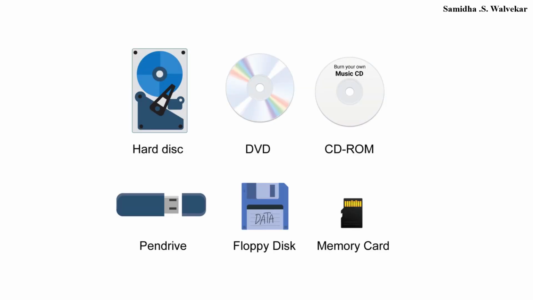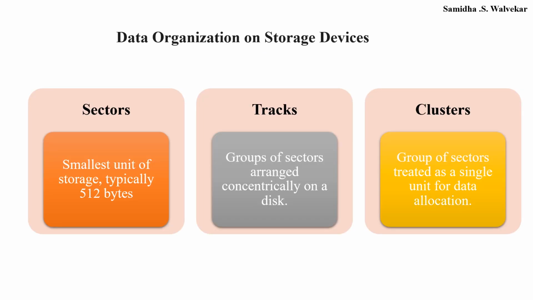These are different types of secondary storage devices like HDD, hard disk drive, DVD, compact disc, CD, pen drive, floppy disk, and memory card. In storage devices, further we'll understand how the data is organized and retrieved. Sectors, tracks, and clusters are the organizational components of storage devices. Sector is the smallest unit of a disk. It is of fixed size.